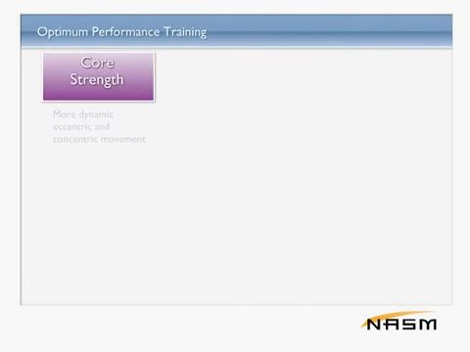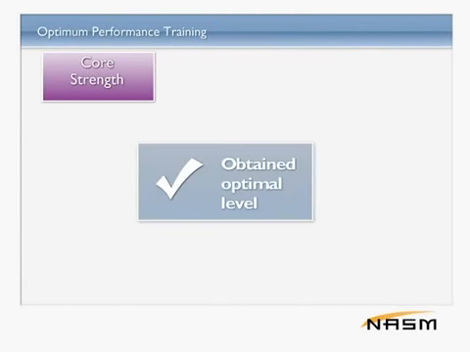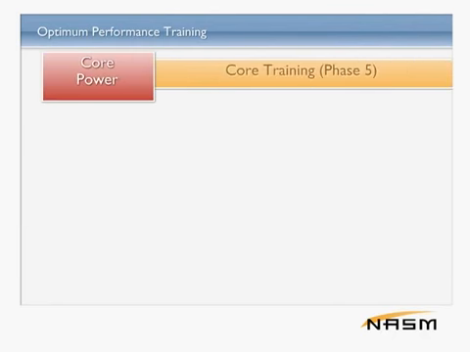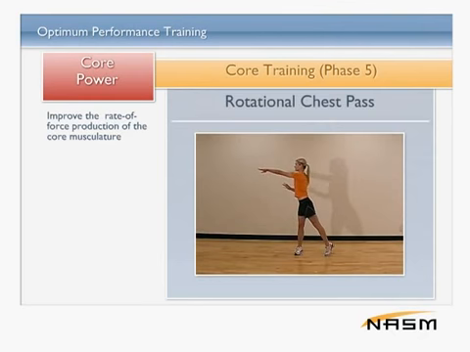Once an individual has optimal levels of core stability and strength, they would then progress to core power training. These exercises are designed to improve the rate of force production of the core musculature. The first example in this category is the medicine ball rotation chest pass.